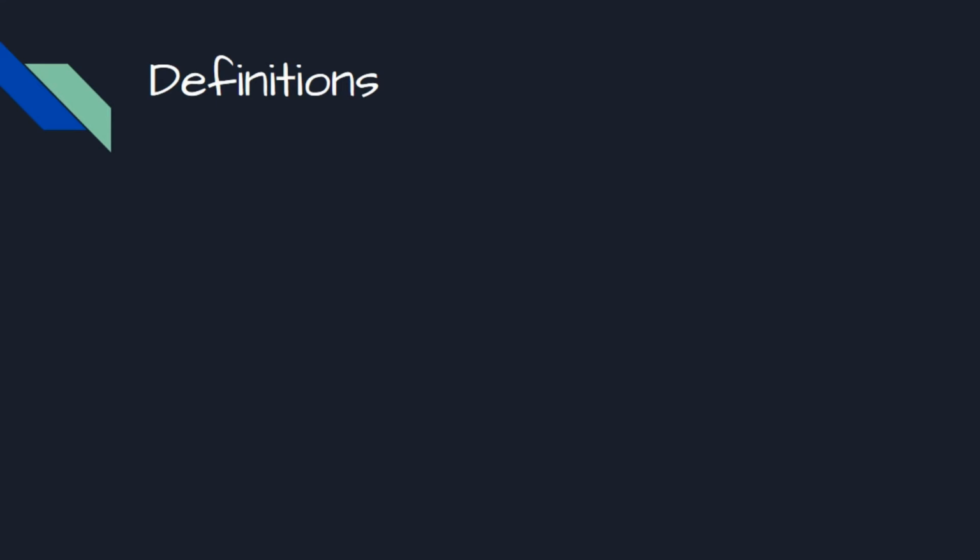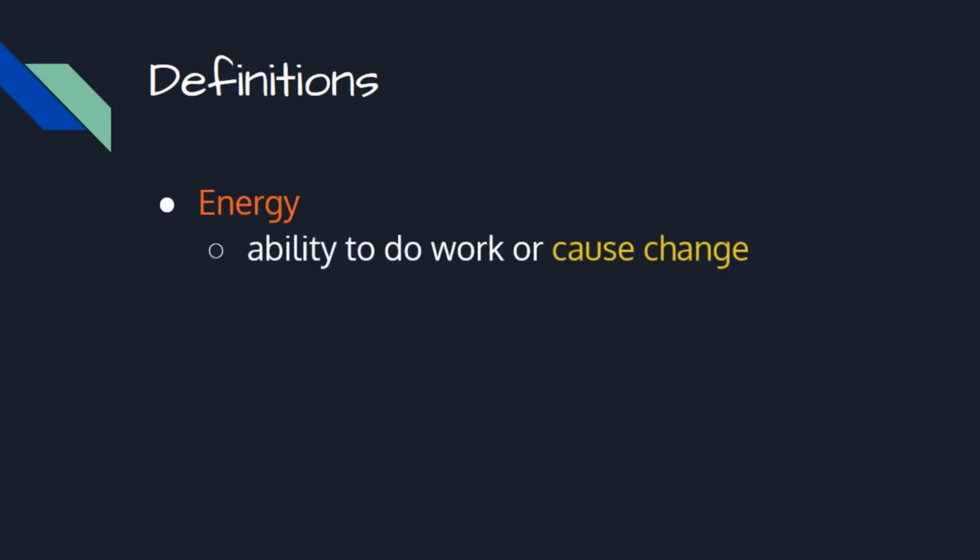Just to hit some definitions, make sure that we're all on the same page. A review from before: energy is the ability to do work or to cause change. And that causing change is what we're really interested in chemistry, right? We're looking at the causing change. Work is a physics term, meaning it's a force that's causing something to move. We're more looking at how matter is changing in chemistry.